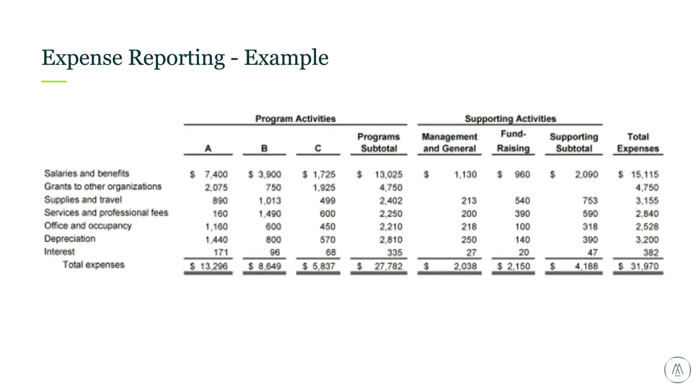Here is one example of how the presentation requirements could be accomplished. This is showing the natural categories on the left, and on the top you can see the functional categories. The level of detail in terms of how many programs are reported is up to the not-for-profit entity.